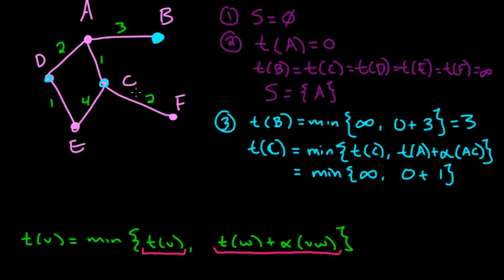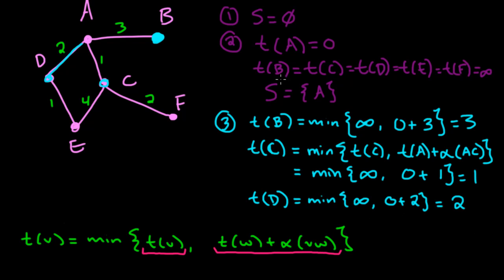Okay. So it was 1, and now we take the minimum, and we're definitely going to see that we get 1. So now we have given B a new label of 3 and C a new label of 1. And similarly, we'll take the label for D, and again, this is just the minimum between what it used to be, infinity, and the label of A, together with the edge weight of that edge, that's 2. Okay, so the minimum of infinity and 2 is clearly 2.